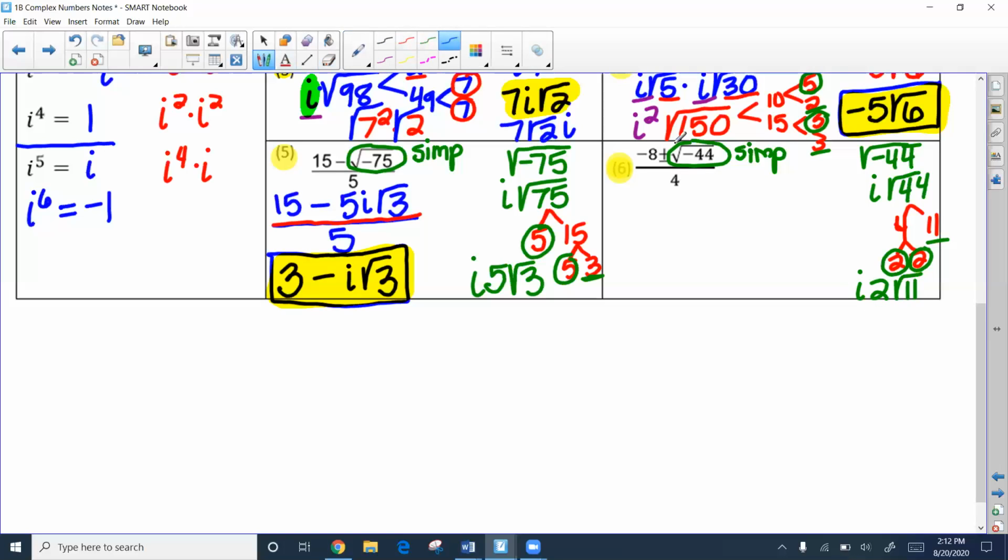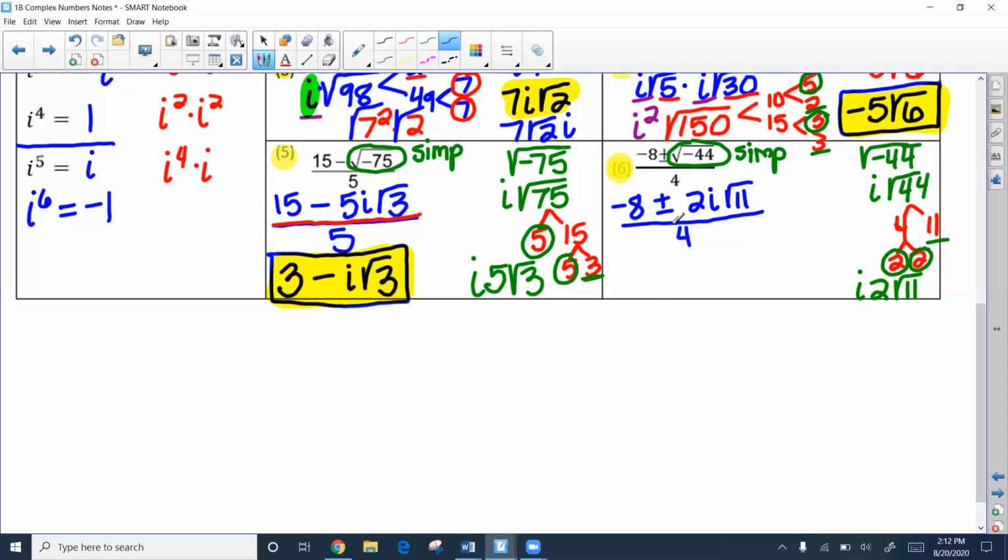Okay, so back to the whole problem now. Coming back to here, I'm going to rewrite the radical to what I just simplified. So I have negative 8 plus or minus 2i square root of 11 over 4. So let's talk about if we can simplify that anymore. And this we actually can. There's 2 ways we can think of this, and I'm going to show you both ways.